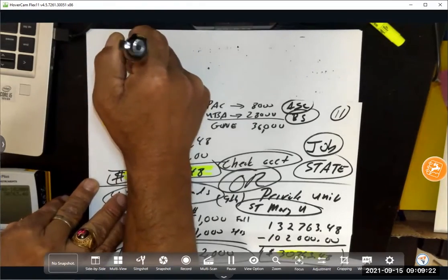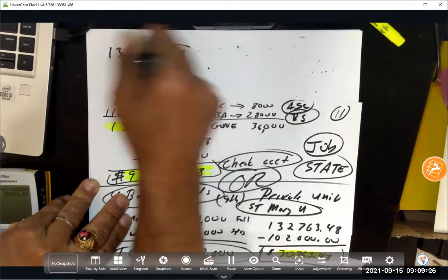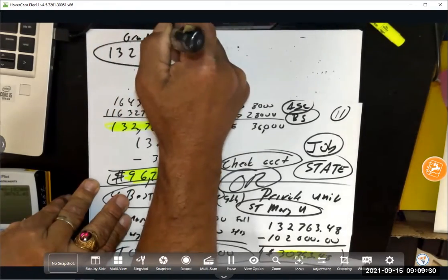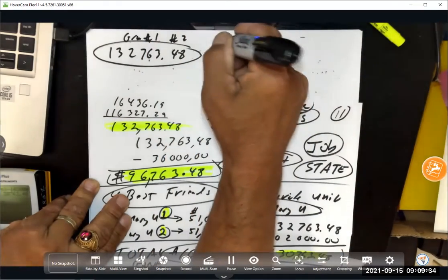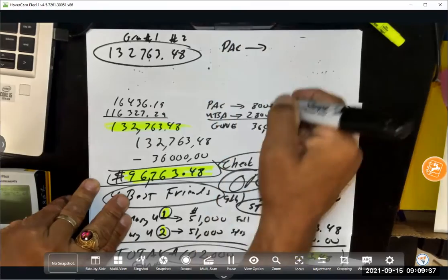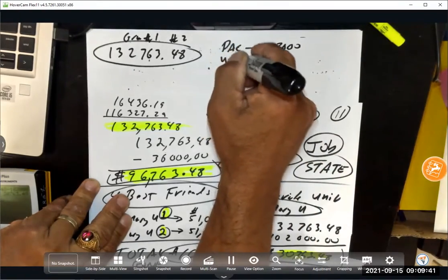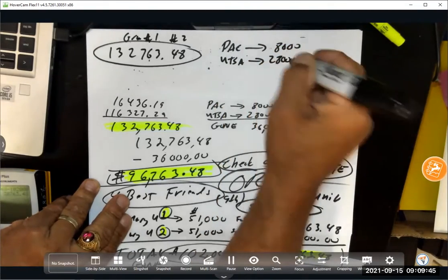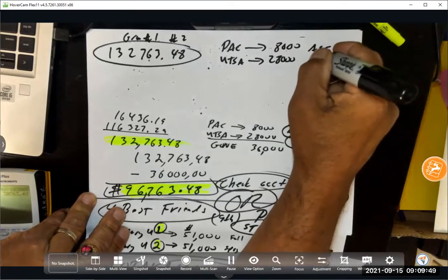We have 132,763.48. That's the total from the grandma number 1 and grandpa number 1 and grandma number 1 and 2. Okay. And we said pack was gonna cost us $8,000. UTSA was gonna cost us $28,000. Okay. This is for your associates, and this is for your Bachelor of Science.